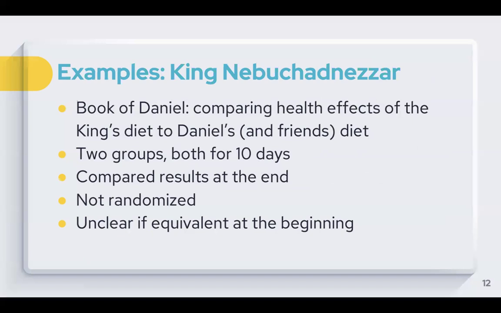So, for example, King Nebuchadnezzar in the book of Daniel actually ran an experiment looking at the health effects of the king's diet compared to Daniel and his friends' diet. They had two groups, the king's group and Daniel's group, and they observed them for 10 days. They compared the results at the end. Now, it wasn't randomized, which is part of being an experiment, so it wouldn't qualify as exactly a modern experiment. And it's unclear if they were equivalent groups at the beginning. In other words, we don't know what their health was like at the beginning of the study. It might have been that Daniel's group's health was already better because he was already using a diet that was healthful. But this is a great example of an investigation into diet using science.